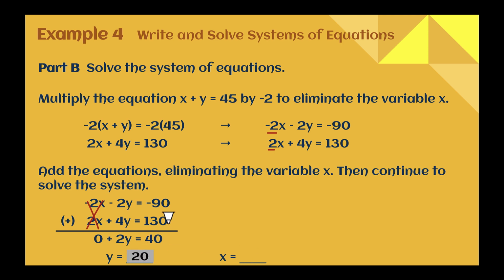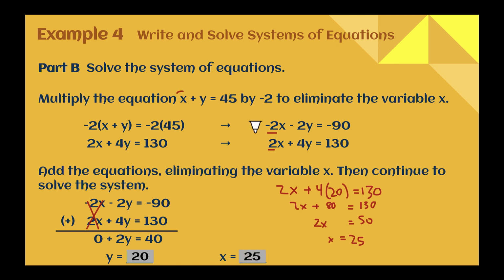Now to figure out x, I'm going to take my 20 and plug it back in. So 2 times whatever x is, plus 4 times, now I know y is 20, equals 130. So I'm using the equation for the wheels. This is 80. So 2 times something plus 80 more wheels is equal to 130. Subtract 80, I get 50. So 2 times something is 50, so x must be equal to 25, which is what we got.